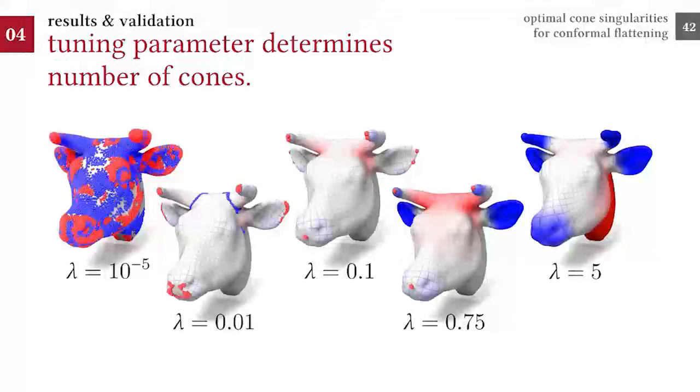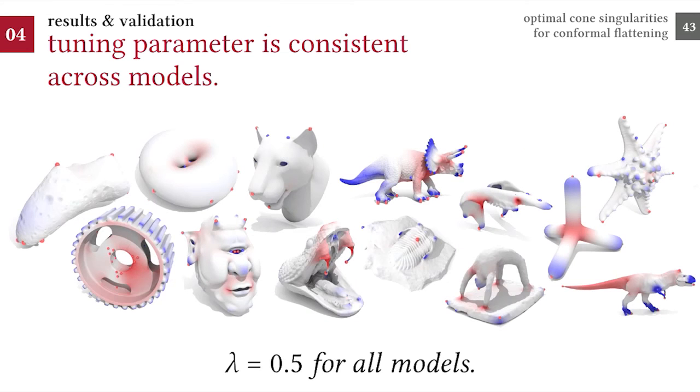We also have this tuning parameter. If we take it too large, we get no cone singularities. If we take it too small, we get cone singularities everywhere. But in between, we have a lot of control over the number of singularities that we get. This might make you feel a bit uneasy that there is this tuning parameter, but we find the behavior is extremely consistent across a wide variety of models.